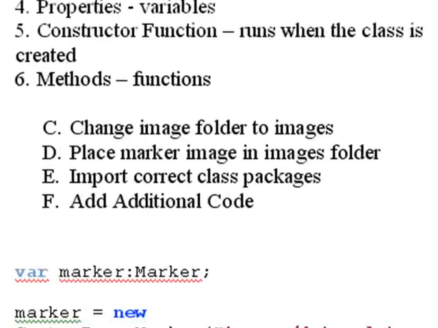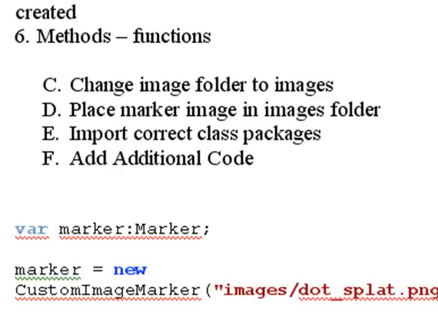Once we've done that, we're going to do a little housecleaning. We're going to change our image folder and just call it images. I like that name better. We're going to place the custom marker image in that folder. We're going to import the correct class packages, and we're going to add two lines of additional code: the marker and the custom image marker. Once we do that, all we're going to do is change the image look, so you won't have that dark looking dot, but a pink flower.